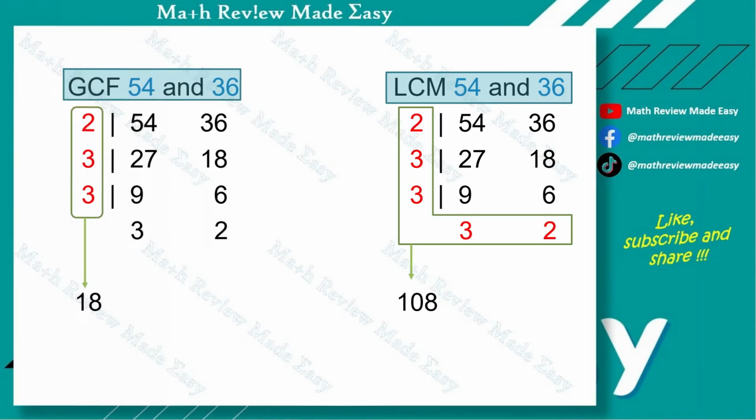So, i-summarize natin ang ating naging process. So, sa pagkuha ng GCF, ang pipiliin lang natin is yung nasa left side ng ating ladder. So, I just call it a ladder kasi mukha naman siyang hagdan. While sa pagkuha ng LCM, bukod doon sa nasa left side ng ating ladder, pati yung nasa babang number or yung pinaka-final number kasama sa pagkuha ng LCM. So, ganun po ang process ng pagkuha ng GCF and LCM.